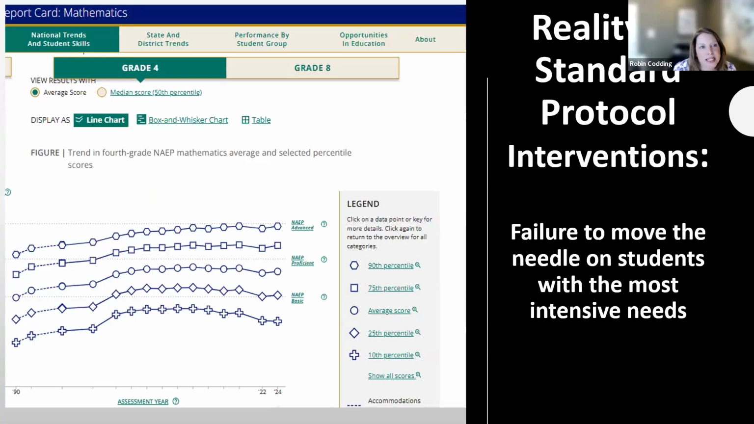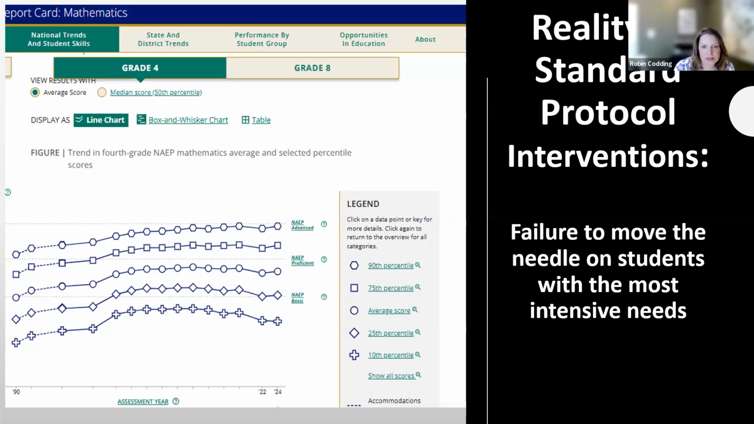But if we actually take a look at the NAEP data, which I'm going to share with you now, and I'm going to walk you through these NAEP graphs. I have 2 slides. We've really failed to move the needle on students with the most intensive needs. So this graph represents the 4th grade 2024 math NAEP data. And you can see that there are 5 different data paths.